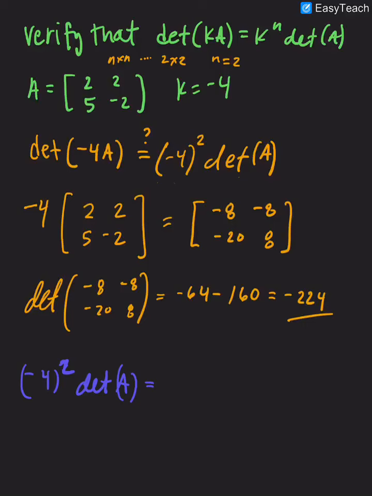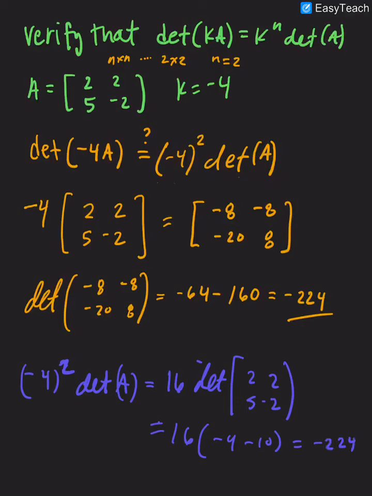And that's going to be 16 times the determinant of 2, 2, 5, -2. Okay, so we get 16 times -4 minus 10. That's going to equal -224. Okay, so we have verified that this is indeed equal.